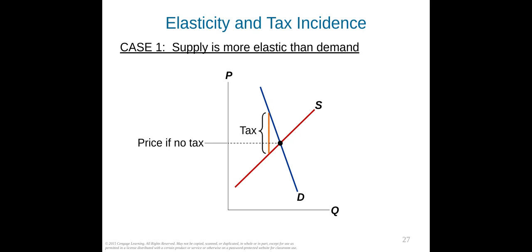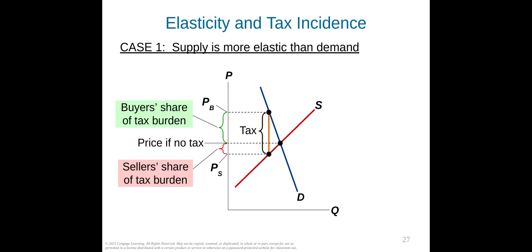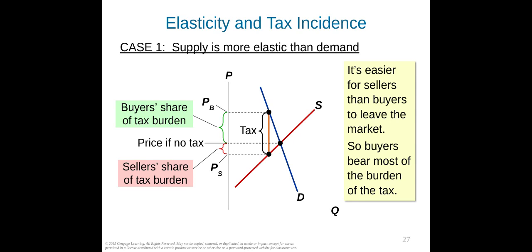So if that happens, you can physically see that the seller does not have to pay as much or doesn't lose as much money with the tax, where the buyer has to pay way more. The burden is way more on the buyer because when something is inelastic, if the line is inelastic, that's who's going to take more of the burden. When the line is elastic, they take less of the burden. So in this case, it's easier for sellers than buyers to leave the market.